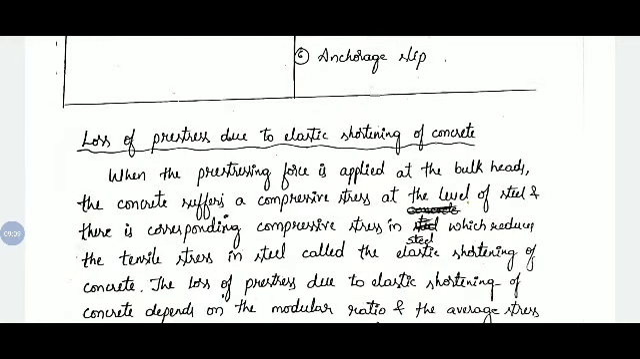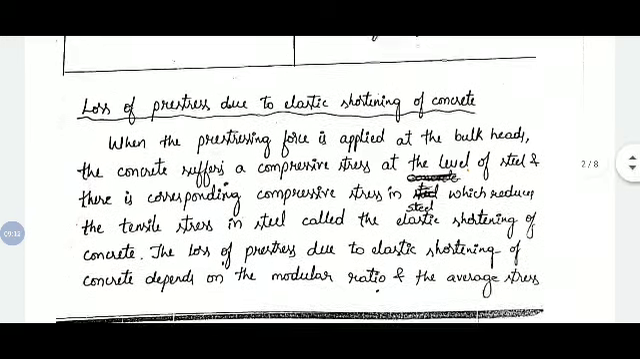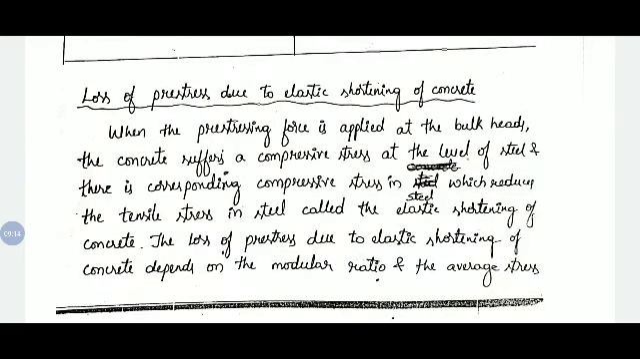So let us discuss the losses one by one. The first one is loss of prestress due to elastic shortening of concrete. Here, when we apply the tensile stresses in the steel or tendon, the same stresses will develop in turn in the concrete as compressive stresses, or you can say the compressive stresses developed in the concrete will be the same as the tensile stresses in the steel.